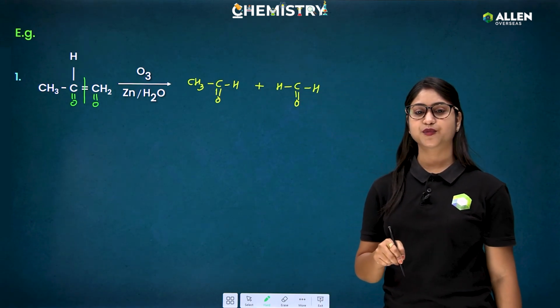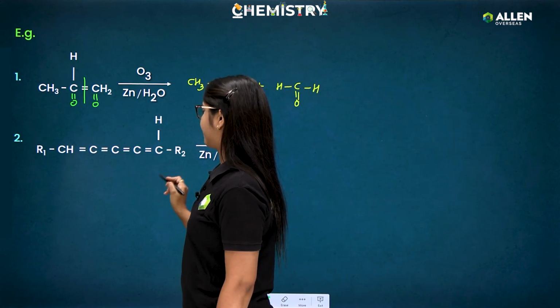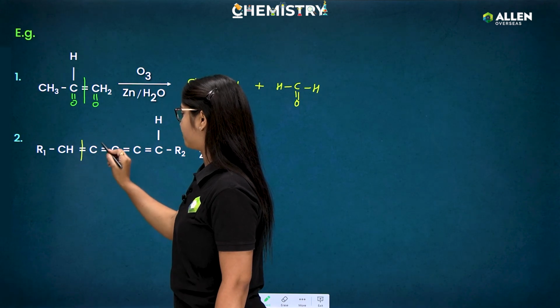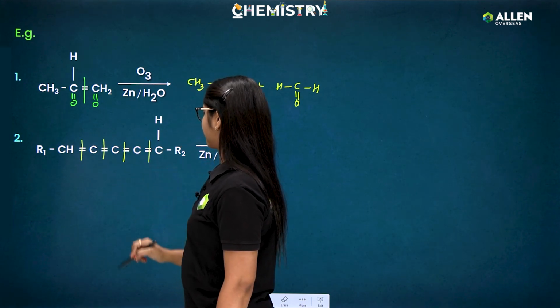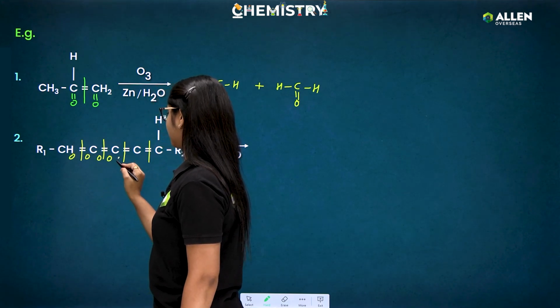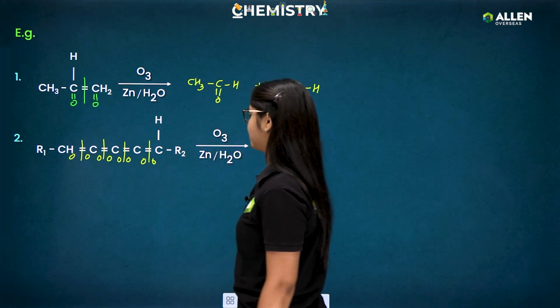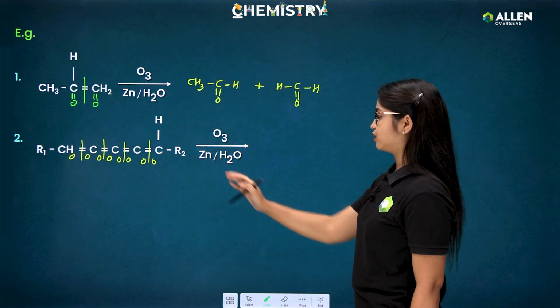Okay, these are the products. Let's see the next. In this reaction you can see we have multiple double bonds, so each double bond will be broken, and we have to add one oxygen on each carbon from each side of the double bond. This is how the bonds will be broken.